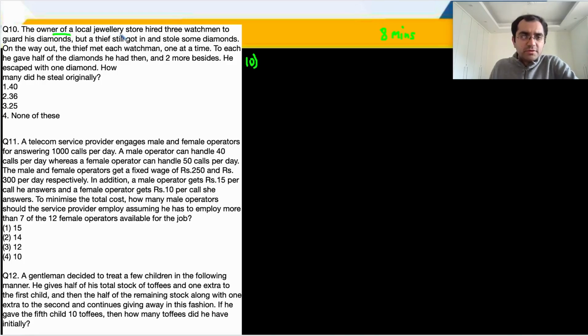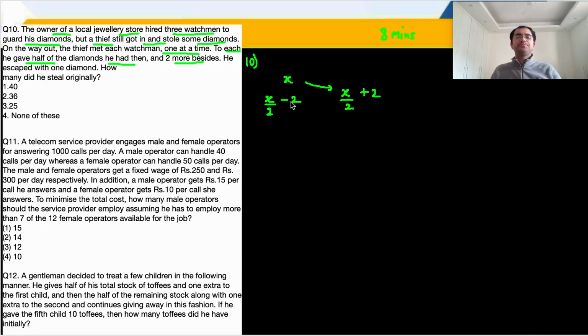The owner of a local jewelry store hired 3 watchmen to guard his diamonds, but a thief still got in and stole some diamonds. On the way out, the thief met each watchman one at a time. To each he gave half the diamonds he had and 2 more, right? So again, x, to each he gave, so let's say to the first one, half the diamonds he had and 2 more. That means he will now be left with x minus x by 2, which is x by 2, and then minus 2.